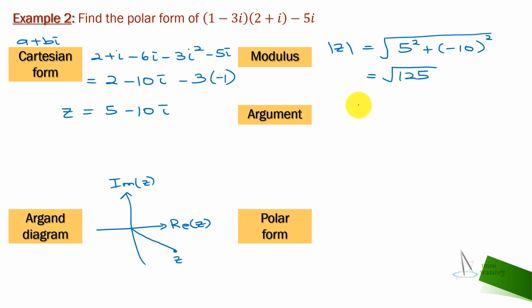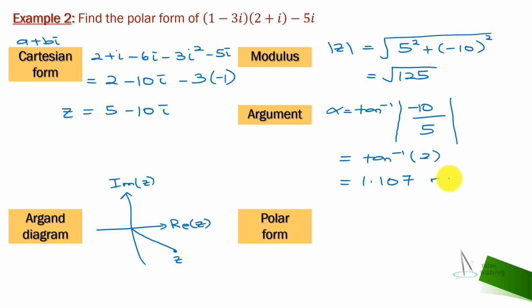Now for the argument, as usual, we have to calculate alpha first. Alpha is equal to arctangent of the modulus of b over a. So b is negative 10 over 5, which is negative 2. So this is simply arctangent of 2. We ignore the negative sign because we have the modulus sign. Using your calculator, arctangent of 2 will give you 1.107 radian. Basically we are in the fourth quadrant.